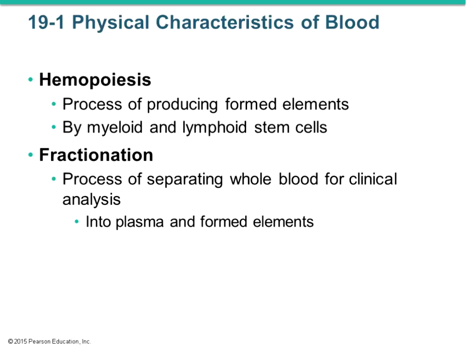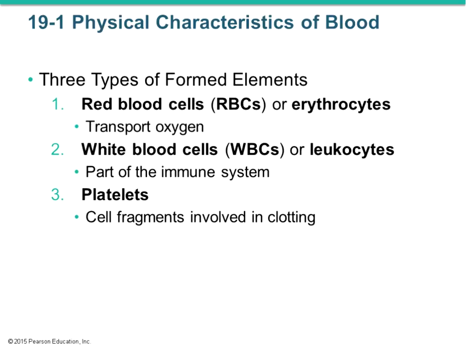It's called fractionation, where you take a centrifuge and it spins really fast, and the force of that spin with gravity puts all the formed things towards the bottom and puts all the water and fluid stuff at the top. And so that's how you can separate it into plasma and formed elements so you can analyze the blood.